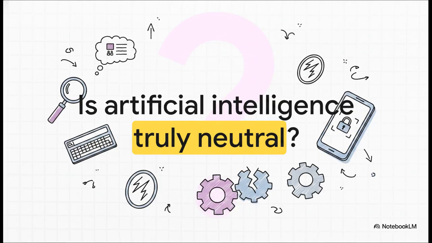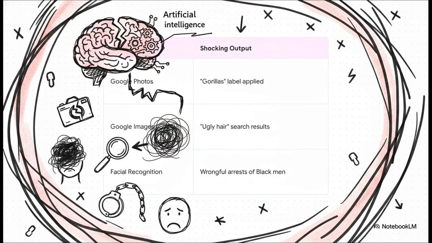Let's talk about that. Well, the data we're looking at today completely shatters that illusion of neutrality right out of the gate. The source material highlights some honestly disturbing real-world outputs from algorithms we use literally every single day. We're talking about Google Photos mistakenly applying a gorilla label to Black users, or Google Images returning pictures of Black women with natural hair just because someone searched for the term ugly hair.